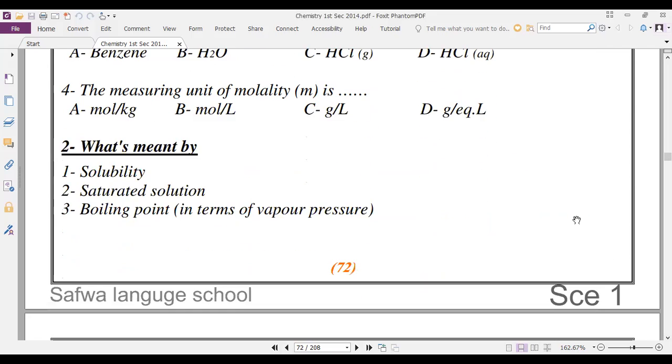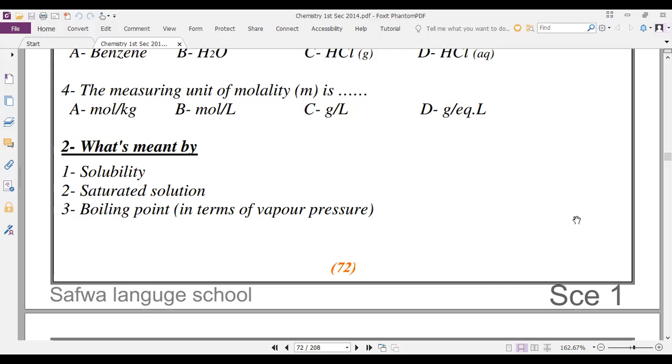Number four, the measuring unit of molality is mole per kilogram, right. Why molarity? Mole per liter. Right. Question number two. What is meant by solubility?